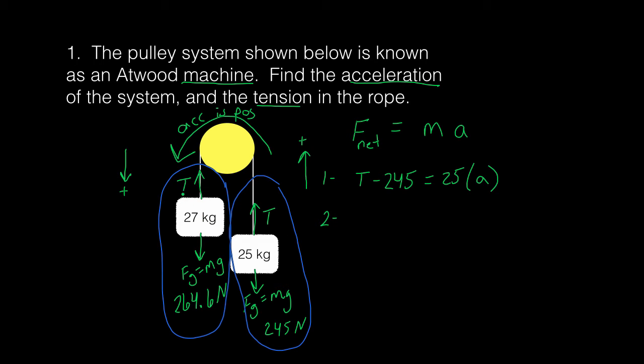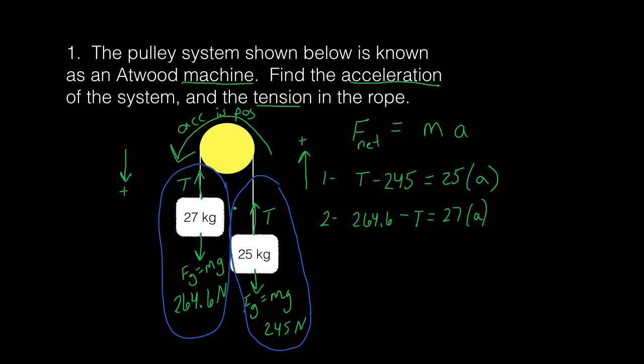And so everything on the left side, we said if it was down, it was positive. So that 264.6 newtons of gravity is going to be positive. So 264.6 is positive. And now we're going to subtract off tension. So minus tension for the net force on this side. And that's going to be equal to the object's mass, which is 27, times its acceleration.